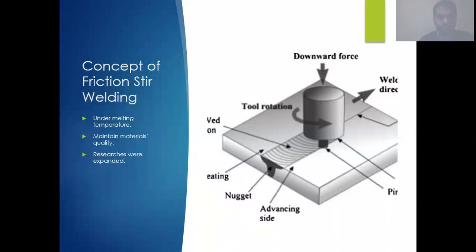Basically, the main objective of operating friction stir welding is to produce a welding joint under melting temperature, which maintains producing joints in a solid state, and this allows maintaining material quality. According to this, researchers were conducting experiments to expand and include a wider range of harder materials like steel.